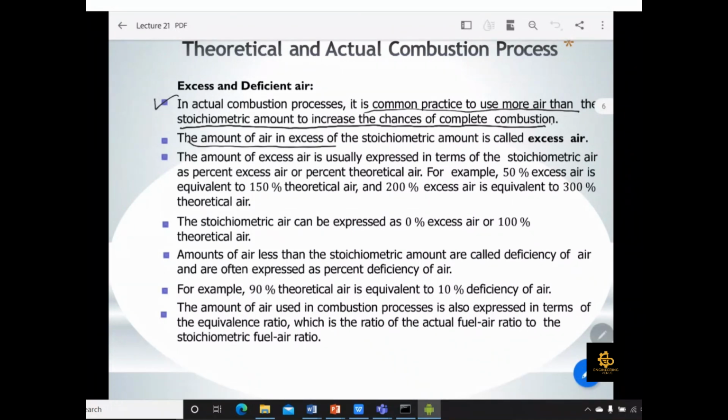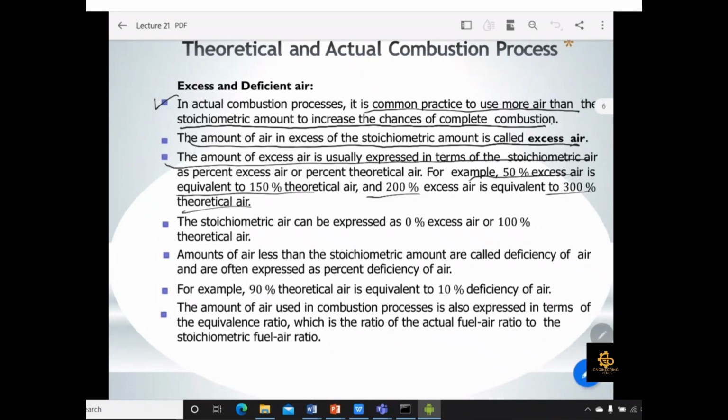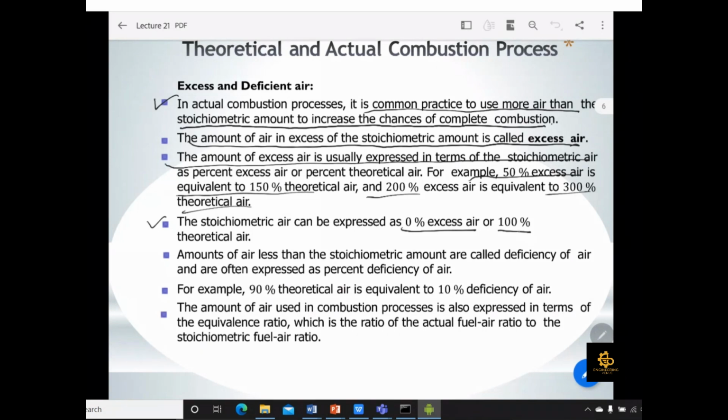The amount of air in excess of the stoichiometric amount is called excess air. The amount of air is usually expressed in terms of stoichiometric air. We already talked about this: 50% excess air is equivalent to 150% theoretical air, and 200% excess air means 300% of theoretical air. Stoichiometric air can be expressed as 0% excess air or 100% theoretical air.